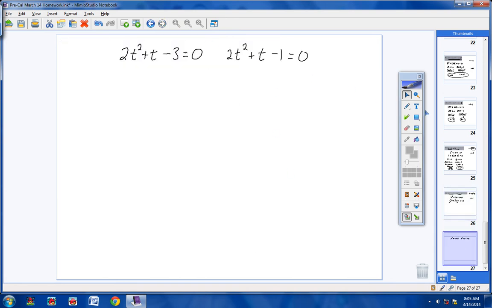Which is okay. Work is good for us. And now we're going to have to solve each one of these groups. Well, this is a quadratic. We can definitely factor it. Notice how I do not have a lead coefficient of 1.